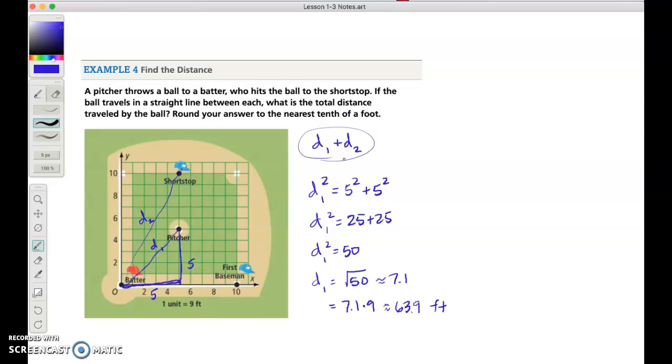Now what you'll need to do is find distance 2 using these 2 points. Same idea that we did here. And then add those two together.